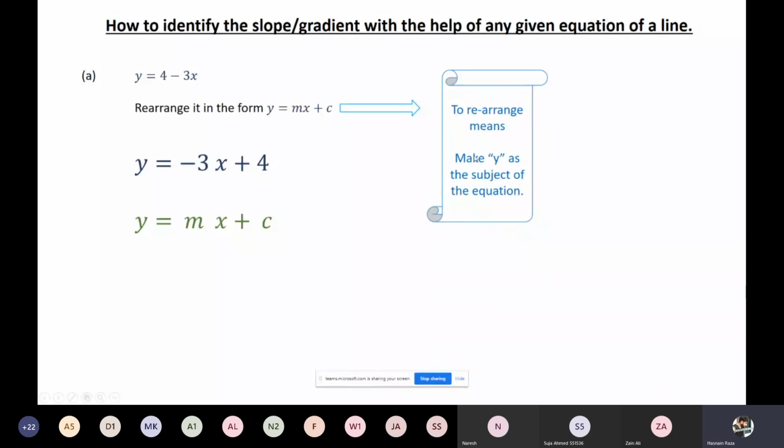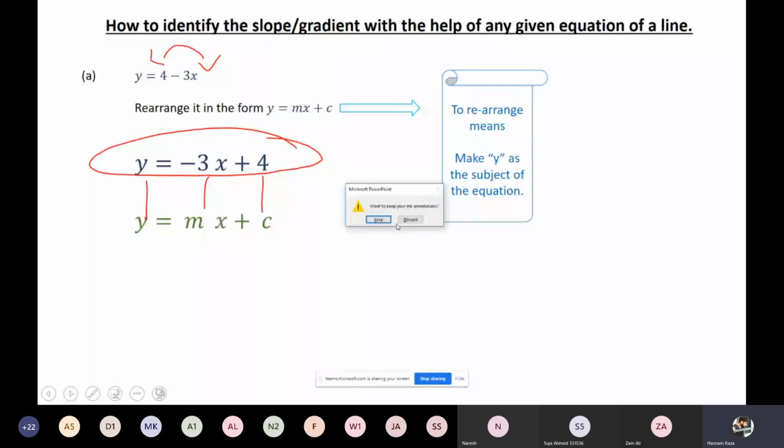So what we did, look here. To rearrange means make y as the subject of the equation. The y was already the subject of the equation. So what we had to do, we just had to shift or switch the positions of these two. क्या हुआ, जो माइनस का 3x बाद में लिखा हुआ था हमने पहले लिख दिया, और जो पॉजिटिव 4 पहले लिखा हुआ था वो बाद में लिख दिया, like this. Fine. Now we have to compare. y की जगह y, इक्वालिटी की जगह इक्वालिटी, m की जगह कुछ नजर आया, x की जगह x, and c की जगह something.